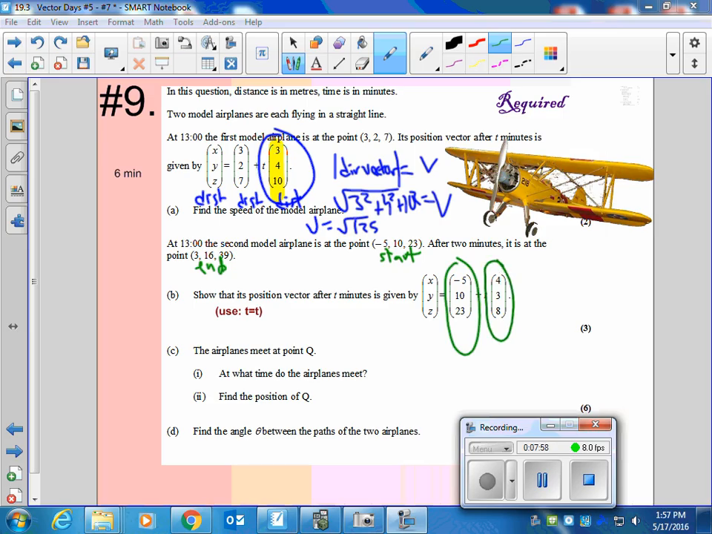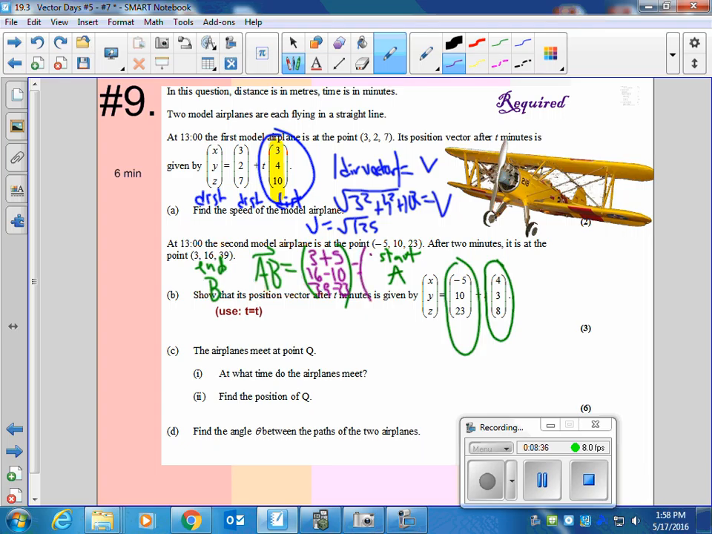This thing here. What's 438? It's the velocity. It's the direction vector. So if this was point A and this was point B, what would vector AB look like? Head minus tail. Actually, the head is here at the end. 3 minus negative 5, 16 minus 10, and 39 minus 23. Now, I get 8, 6, 16.